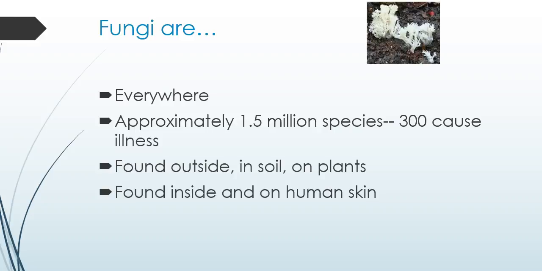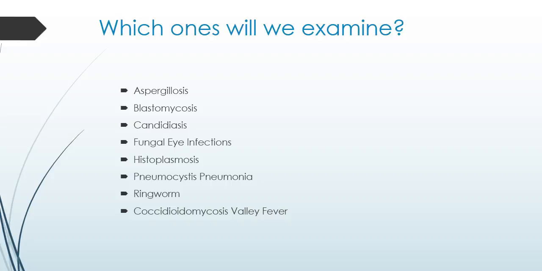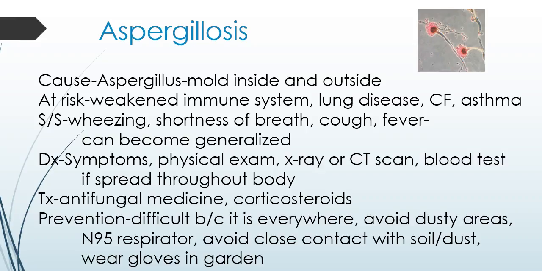However, very few of them cause illness. They're easily spread also because they can be found in soil or on plants, and sometimes they're inside or on human skin. So they're relatively easy to spread. So we're going to look at a few of the fungal infections that might be read about in literature more often than others. And these include aspergillosis, blastomycosis, yeast infections, fungal eye infections, histoplasmosis, pneumocystis pneumonia, ringworm, and what's commonly known as valley fever. So the first one to look at is aspergillosis.